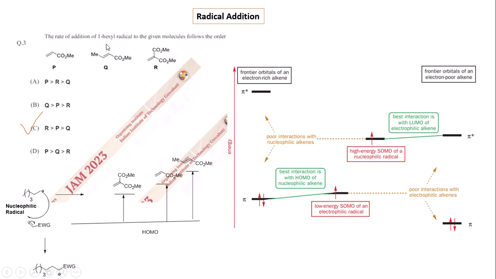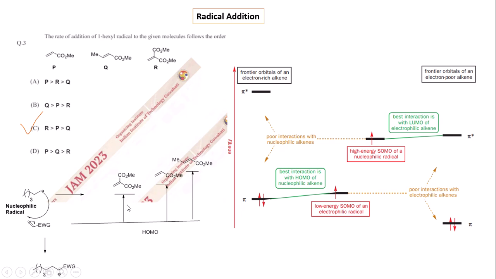Here the example, the 1-hexyl radical, is a nucleophilic free radical. So nucleophilic free radicals have greater capacity to interact with electrophilic alkenes. These are the electrophilic alkenes, that is P, Q and R. But for the electrophilic alkenes, the SOMO-LUMO interaction is between the electrophilic alkenes and the nucleophilic free radicals. Here the nucleophilic free radicals have a constant SOMO energy, but the electrophilic alkenes have different LUMO energy.